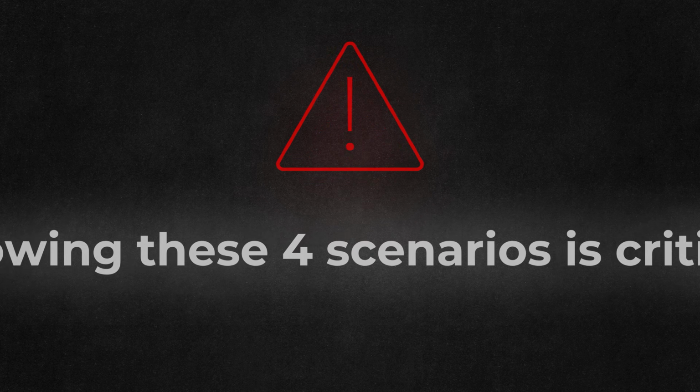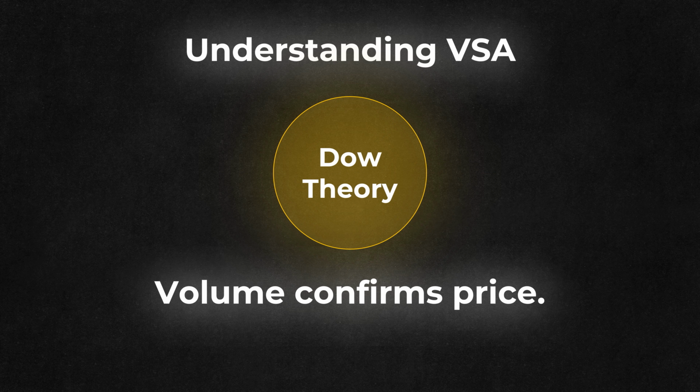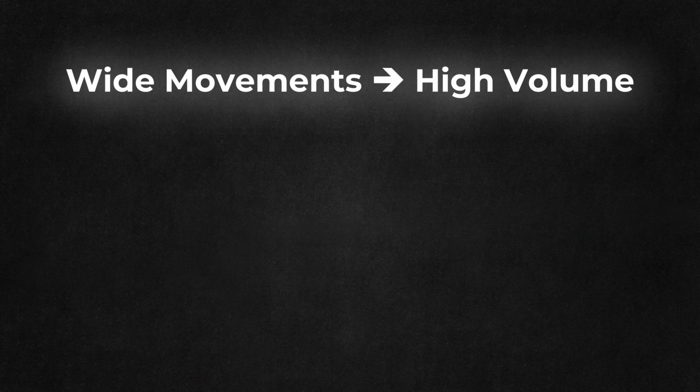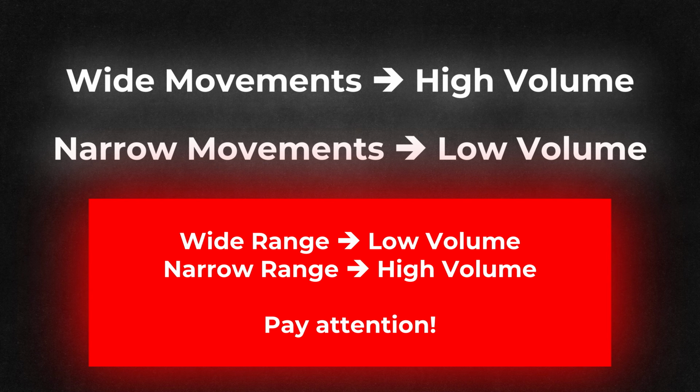Remember the most important rule about volume stated a long time ago in the Dow theory, which is that volume confirms price action. That basically means that wide price movements require a lot of volume in normal circumstances, and narrow price movements require low volume. When a wide price movement has low volume or a narrow price movement has high volume, something different is happening in the market, so it's worth paying closer attention to it.